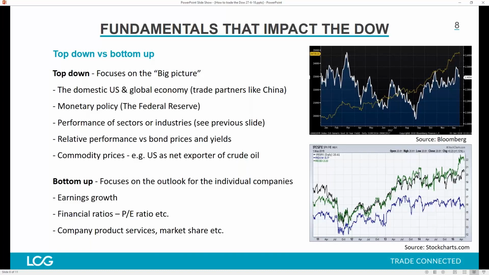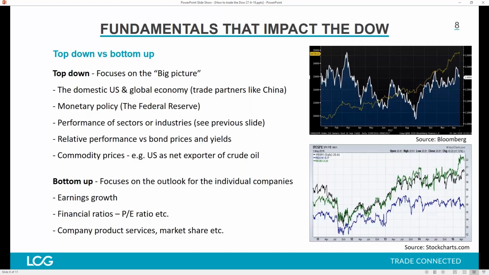But it's not just the US economy that affects the Dow. Trade partners like China matter too. It's one thing saying America first and trying to take jobs or economic growth away from China, but in terms of stock markets, the performance of the global economy is arguably more important than just the US economy, especially for these big international firms. A big factor to look at is where some of these companies get their earnings. Some of them, more than half of their earnings come from overseas.